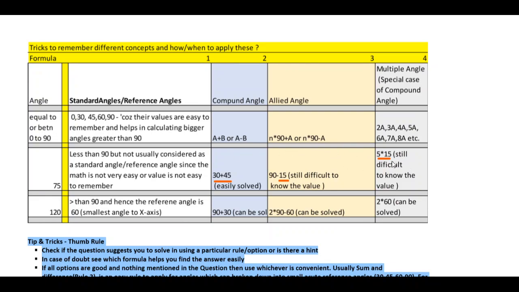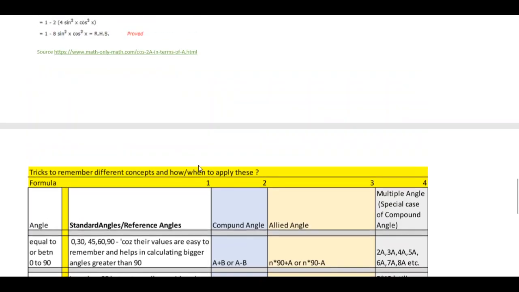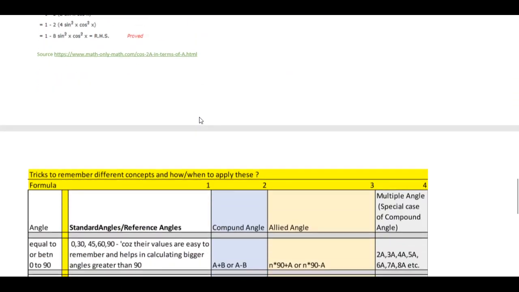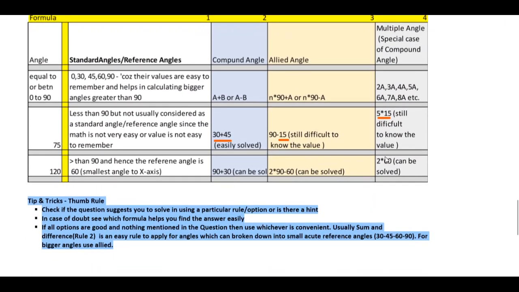But again, calculating that, because let's say it's sine 75 and you're going to apply this formula over here, then what will happen is it will come as 2 into sine of 15 and cos of 15, again, which is very difficult to calculate. So although you can express this angle into multiple angle format, just like allied angle, it's going to be difficult to calculate.